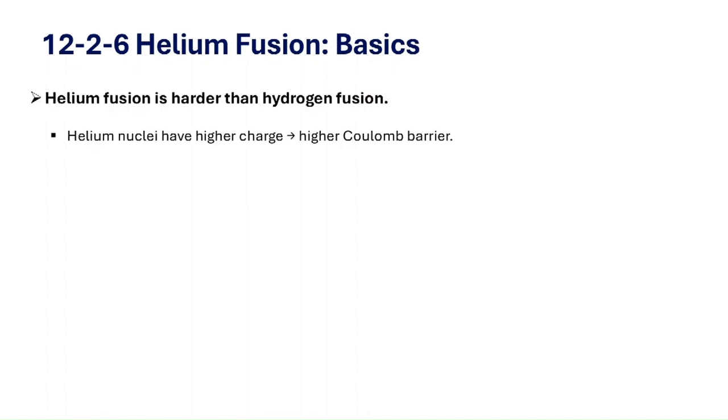Now, helium fusion is not as simple as hydrogen fusion. Helium nuclei have 2 protons each compared to 1 proton in hydrogen. And that means the Coulomb barrier, the repulsion between positively charged nuclei, is much higher. So the star's core must reach about 100 million Kelvin for helium nuclei to collide with enough energy to fuse. And that's almost 10 times hotter than the core during hydrogen fusion.